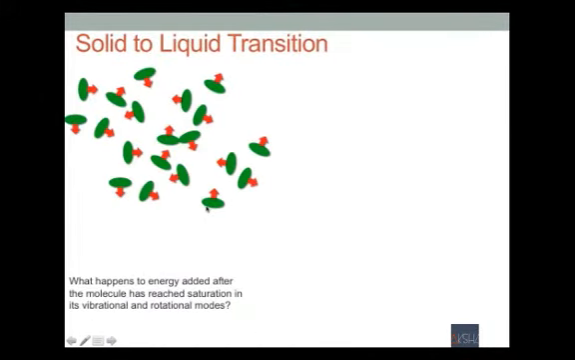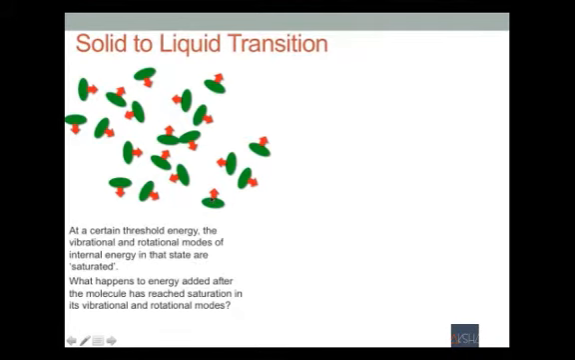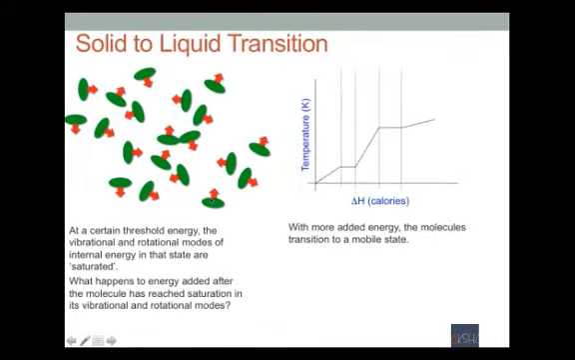Now what happens to the molecules during the solid to liquid transition? At a certain point, we've added enough energy that there's no more energy to be taken in by vibration. The molecule has reached saturation in its vibrational and rotational modes of energy. What happens to energy added after that point? With more added energy, the molecules will transition to a mobile state. So at that point, there is no more energy to be taken in here. Added energy will cause a phase transition. The molecules will transition from the solid-like state to a more mobile state.